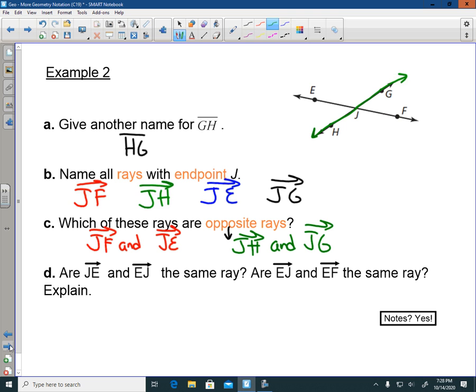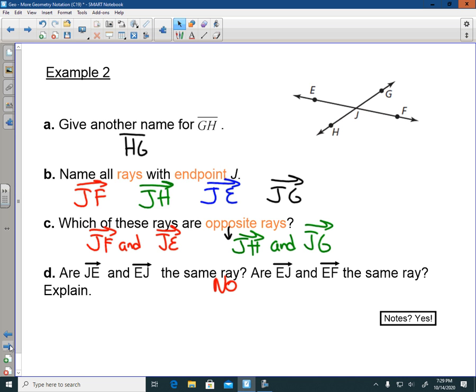All right, last question. Are JE and EJ the same ray? Let's stop there and think about that. Are JE and EJ the same ray? The answer is no. And the reason why is because one starts at J and goes out through E, and the other one starts at E and goes the other direction through J. And those cannot be the same ray because they're actually going in opposite directions of one another.